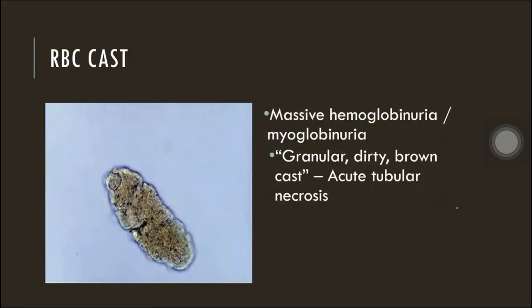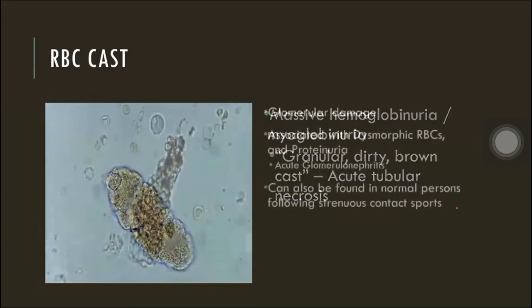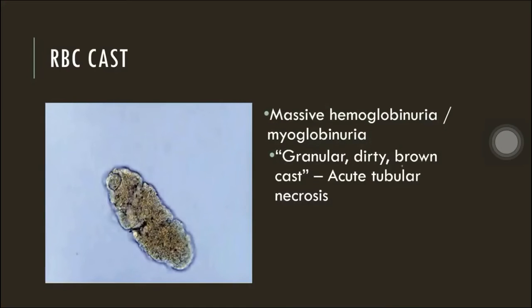Next, aside from the RBC cast, a specialized form of RBC cast is present in massive hemoglobinuria or myoglobinuria, what we call the granular dirty brown cast. This granular dirty brown cast is pathognomonic for acute tubular necrosis. So what should you remember for acute tubular necrosis? We have the granular dirty brown cast, the bubble cells, as well as greater than 2 RTE cells per high power field. Those may indicate tubular injury.